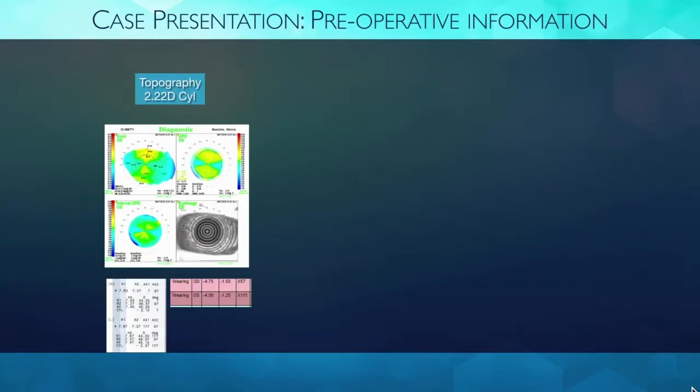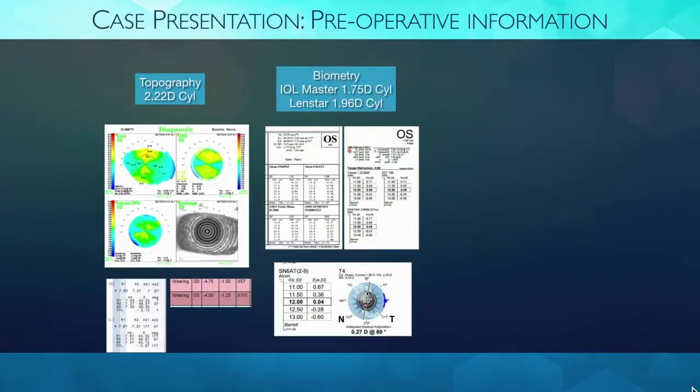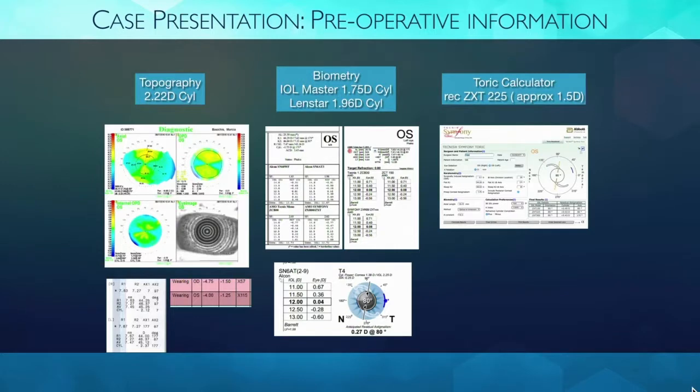So how are we going to incorporate this into our practice? We do topography. I'm looking at the AR. I'm looking at the manifest refraction. It's 2.22 diopters and approximately at 85 degrees. IOL Master 1.75, 1.96. So I'm feeling good. I'm feeling like the cylinder is definitely reliable. And then our toric calculator recommends about 1.5 diopters. And this is with the rule, so it's making sense to me.